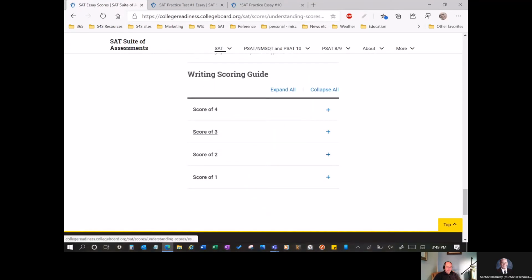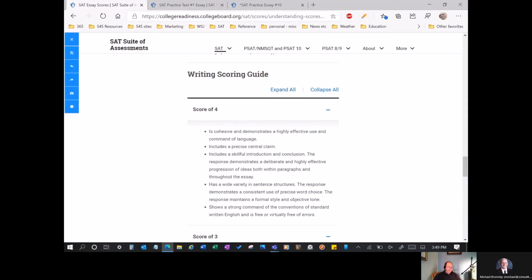Now we have the writing, which is what this test used to measure, pretty much only writing and grammar, but now it's just one element of the three that they've included. So let's take a peek at what they want on the writing. The writing is cohesive and demonstrates a highly effective command of language. So here you've got to show off. You've got to have a precise central claim. You've got to make a point. A skillful introduction and conclusion. So they're looking for what a lot of teachers call a hook, right?